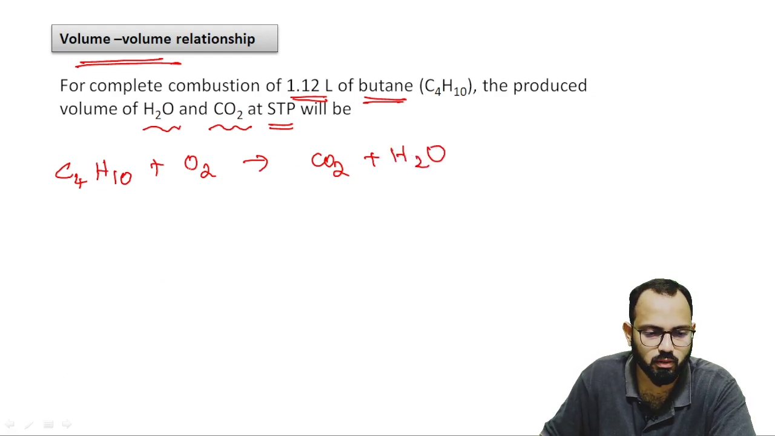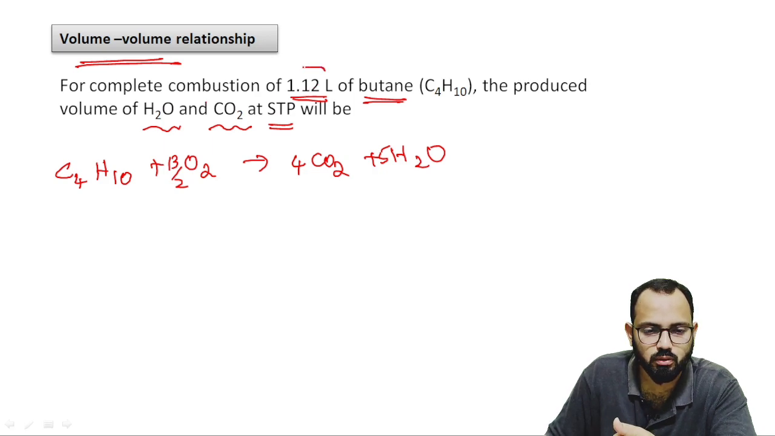C4H10 balance, we can balance this. C4H10 gives 4 CO2. Hydrogen 10, here hydrogen only 2, so 5 into 2 is 10. Then oxygen, here 4 into 2 is 8, 8 plus 5 is 13. So this is going to be 13 by 2. Now what I have to find out is the volume.